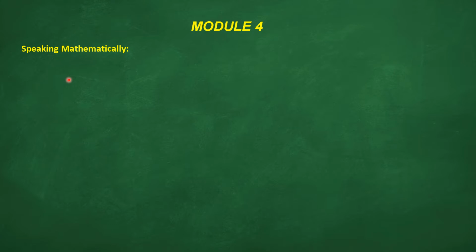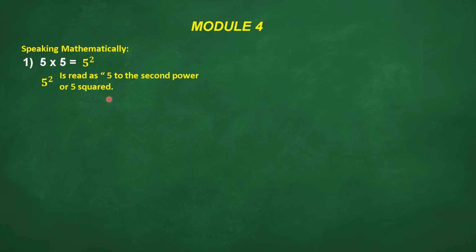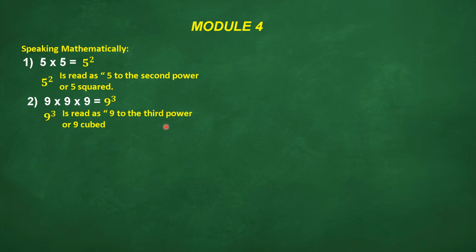Module 4. Speaking mathematically, 5 times 5 is equal to 5 squared. So this is also read as 5 to the second power or 5 squared. 9 times 9 is also equal to 9 to the third power or 9 cubed.